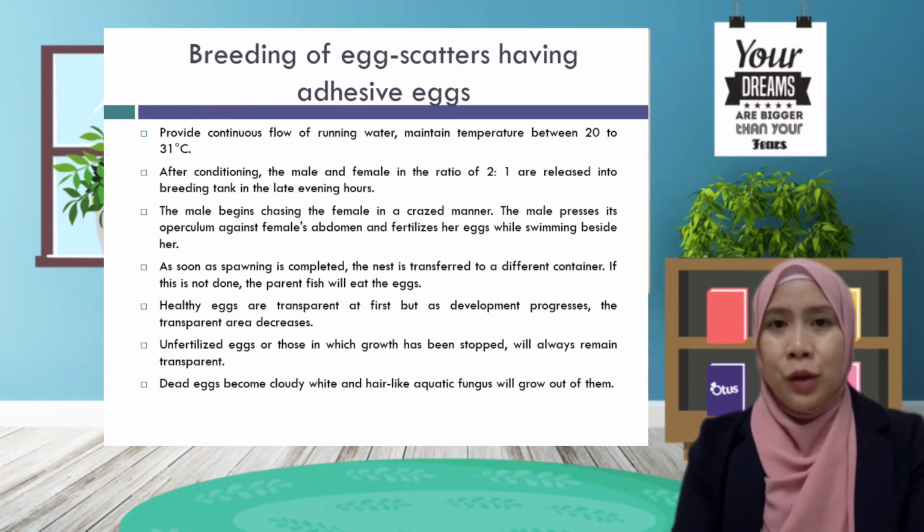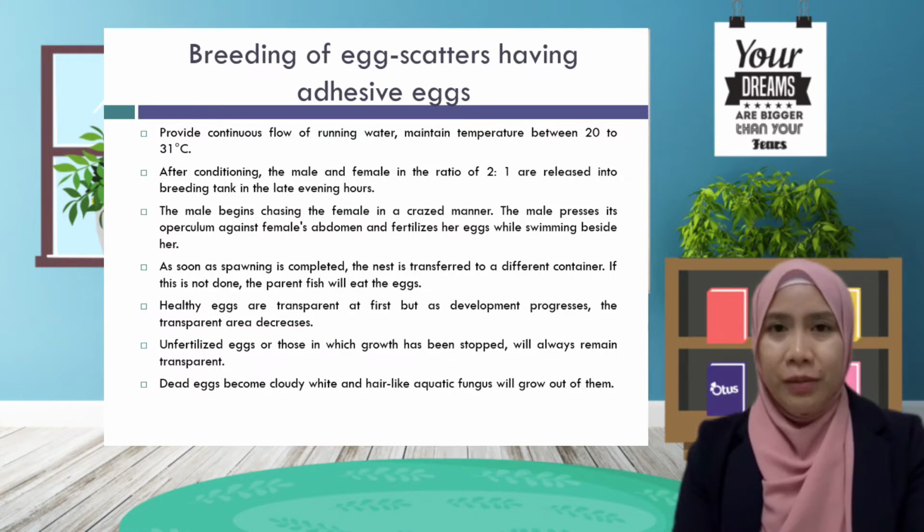Breeding tanks should be provided with a continuous flow of running water through sprinklers to induce releasing of eggs and also to maintain the temperature between 20 to 31 degrees Celsius.